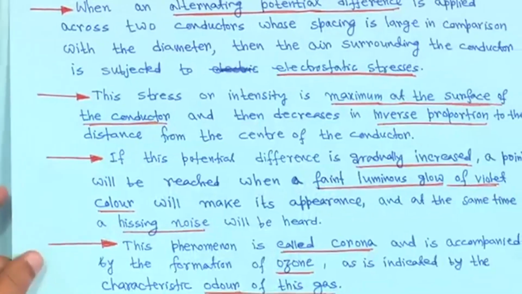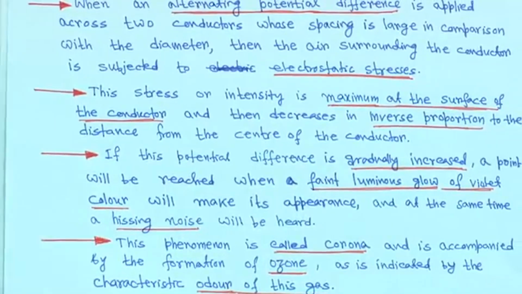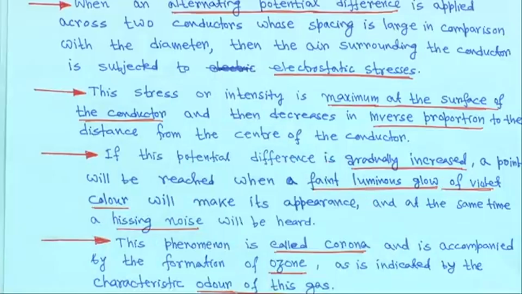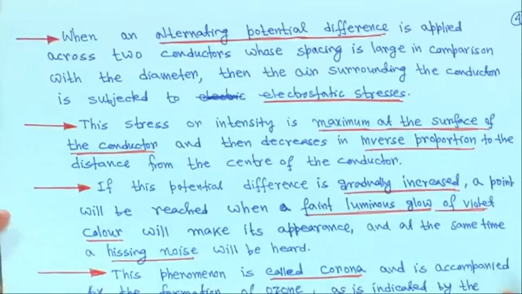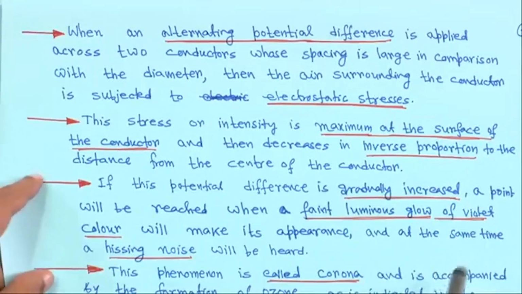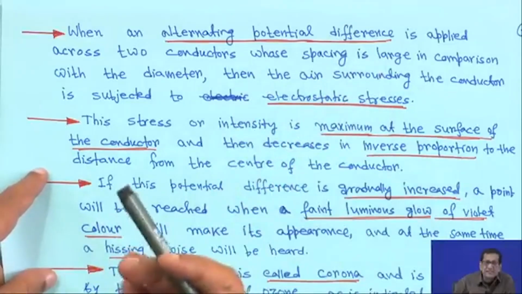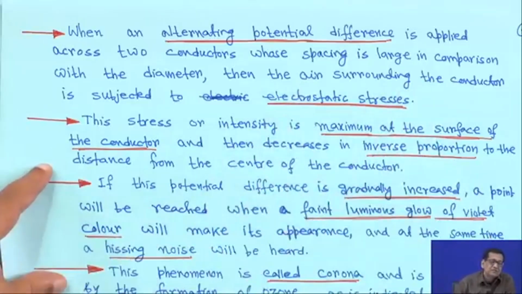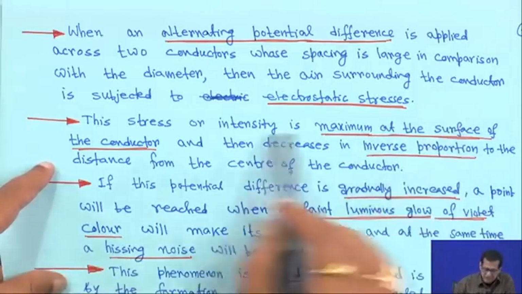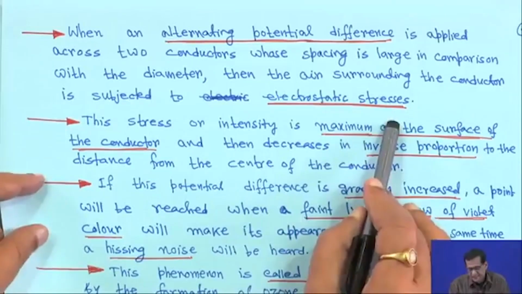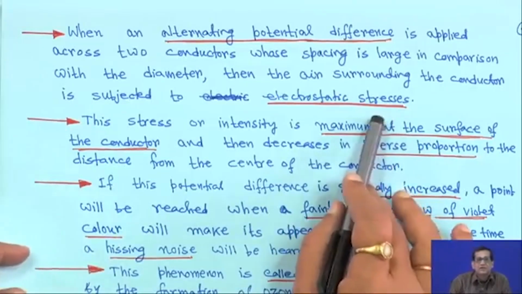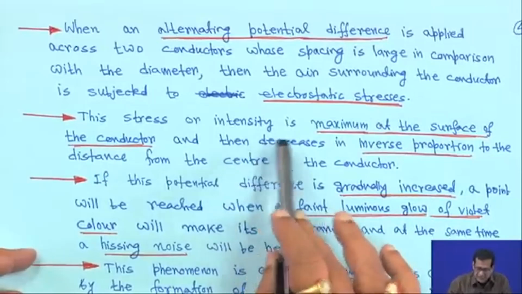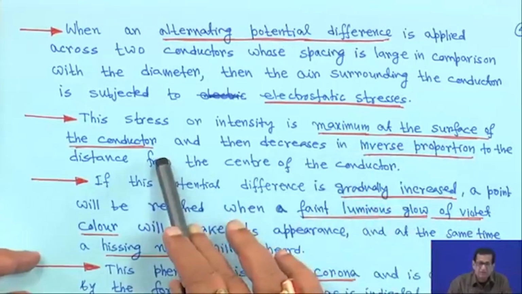Now, when an alternating potential difference is applied across two conductors, like in an overhead transmission line, that is, an AC voltage between two conductors whose spacing is large in comparison to the radius or diameter of the conductor, then the air surrounding the conductor is subject to electrostatic stresses. This is known to you. Now, the stress or intensity is maximum at the surface of the conductor, that we know.